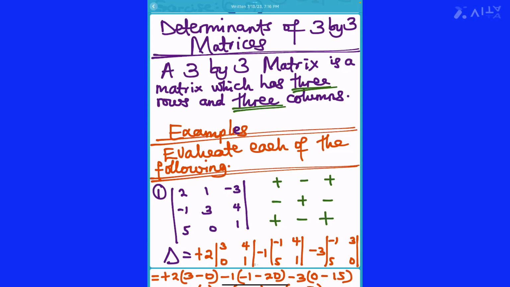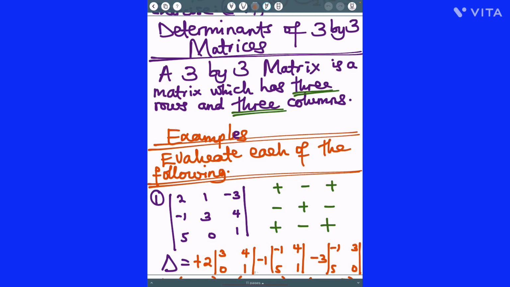Now let's continue with determinants of 3x3 matrices. A 3x3 matrix is a matrix which has three rows and three columns. Take note of this, three rows and three columns. Here we are to evaluate the determinants of these matrices.